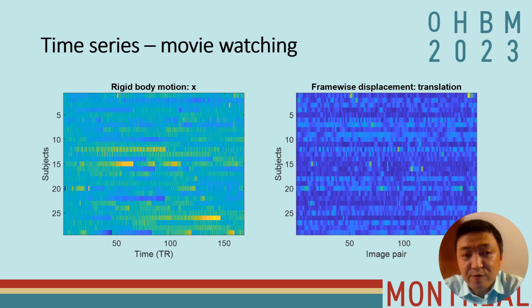I think that the frame-wise displacement may better represent head movement in this case, and we can calculate the intersubject correlations of the frame-wise displacement. In this case, it is very, very low, indicating that the head motion may not be affecting intersubject correlations of different task activation estimates.